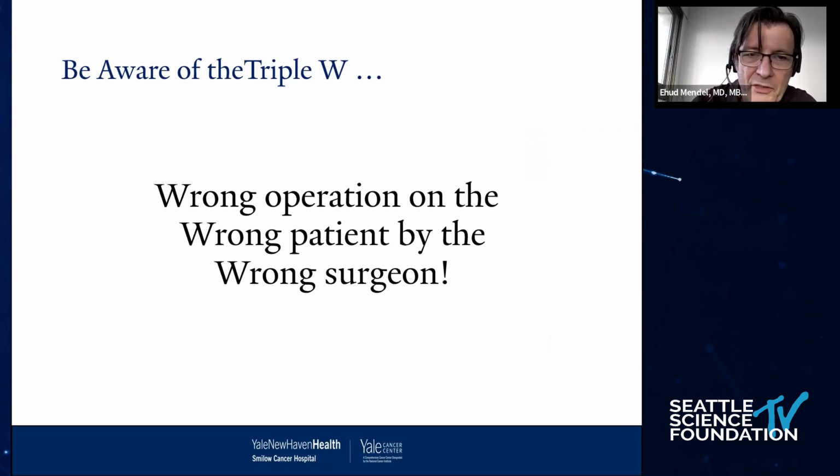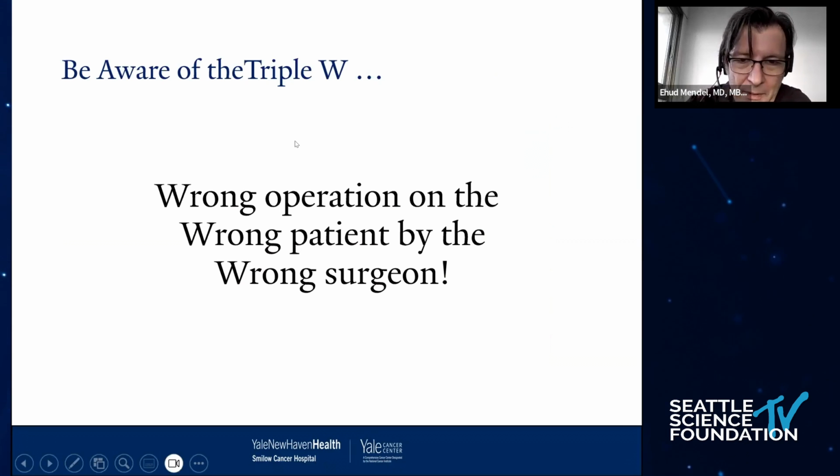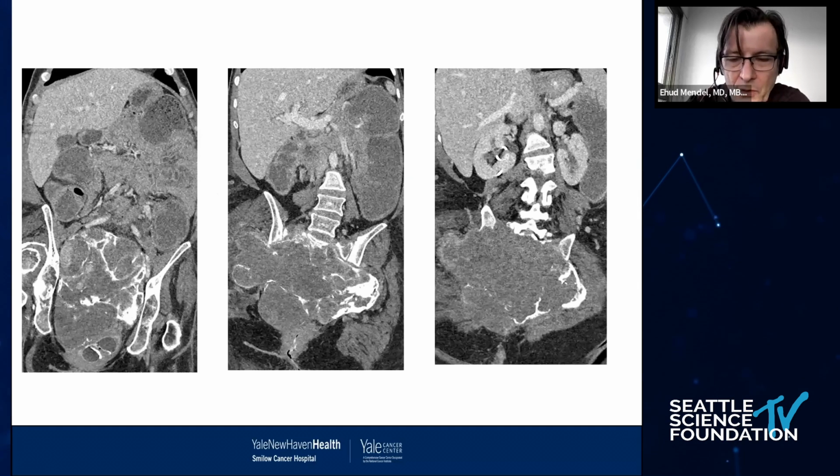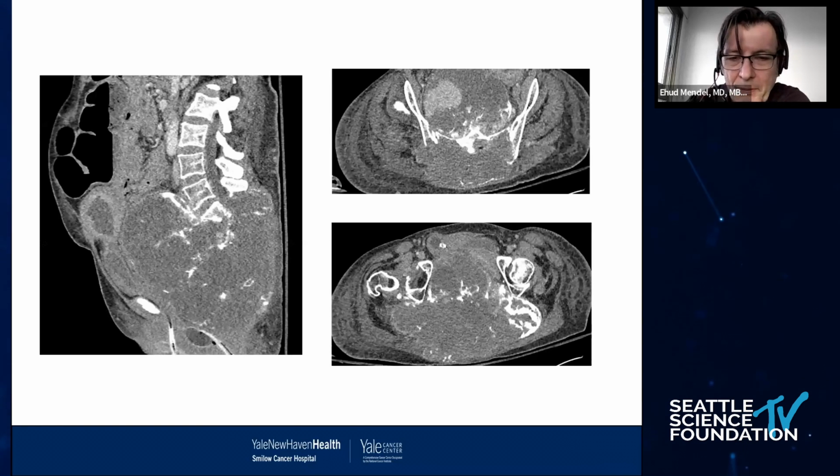So I'm showing you some of these cases because I call it a triple W, as a lot of you guys probably have heard me already talking about the wrong operation on the wrong patient by the wrong surgeons. And I want to take it even further for this most recent case where I had a 50-year-old with an unresected giant cell tumor with very minimal movement in the lower extremities, loss of bowel bladder. Look at what you see here with a massive pelvic tumor that's non-resectable. And this patient's main issue was pain control. And if you look at this tumor, the pelvic bones were involved all the way down to the femoral head.